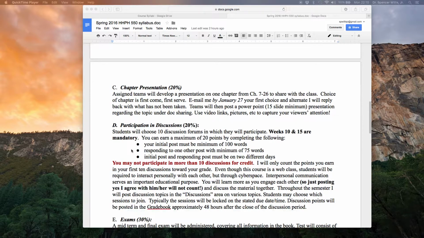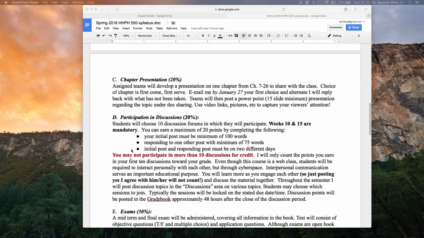Next, we have your discussion requirements. So there are going to be 10 discussion forums, or you can choose 10 discussion forums, but really you can choose 8, because week 15 and week 10 are mandatory. So the discussions are worth 20 points. There's 10 points for your initial post and 10 points for responding to someone else's post. Make sure that you follow these guidelines for your initial post and responding to someone else's post, because that's going to determine whether you get your full 20 points or not.